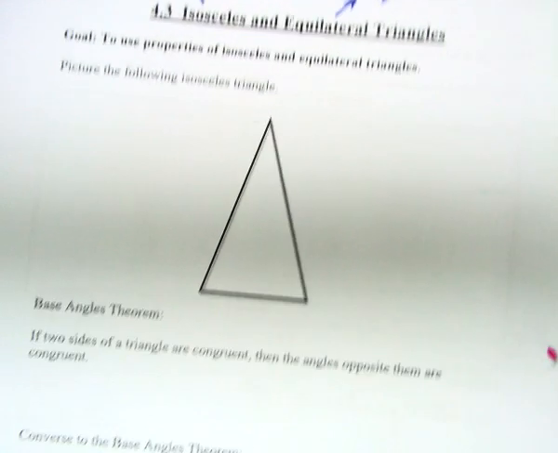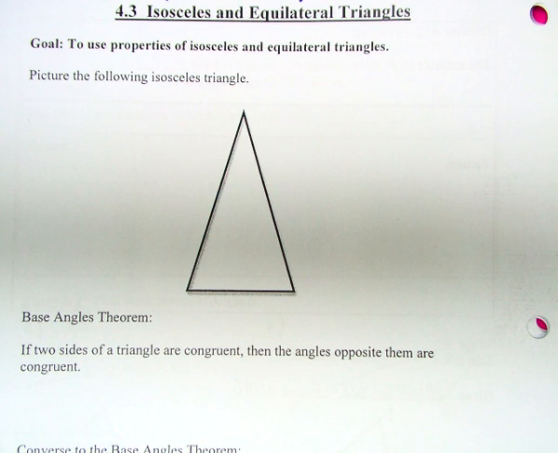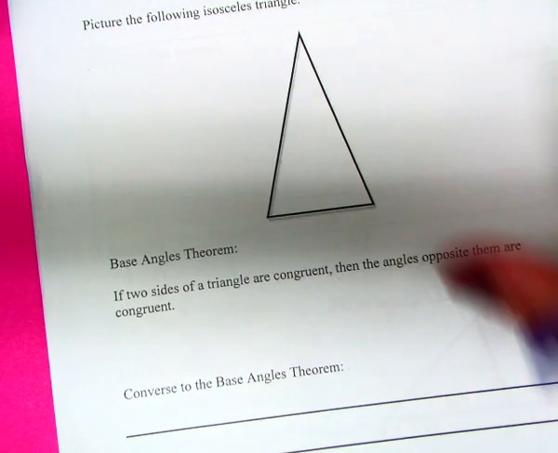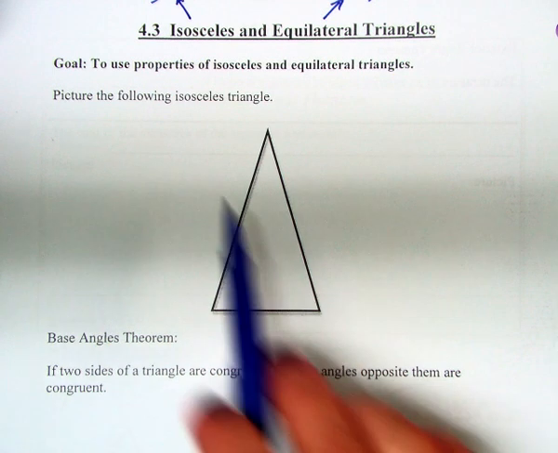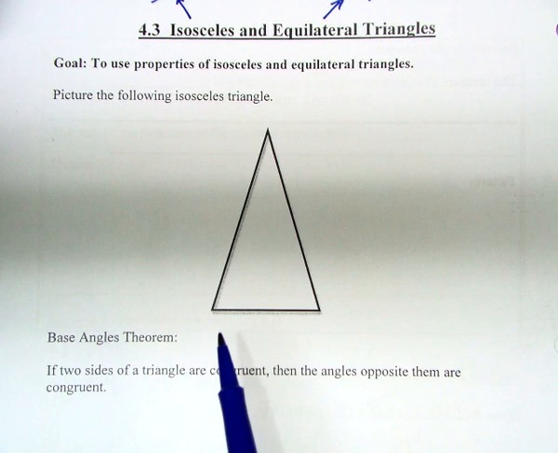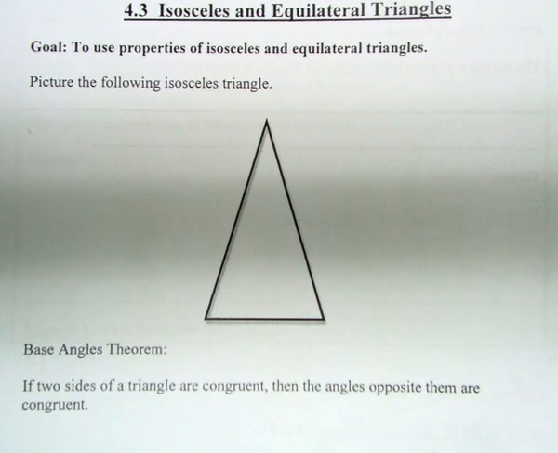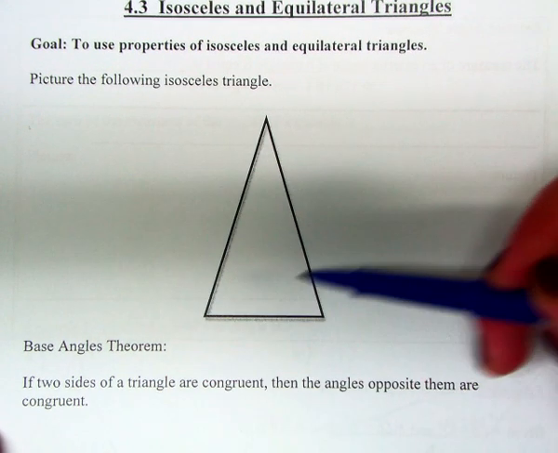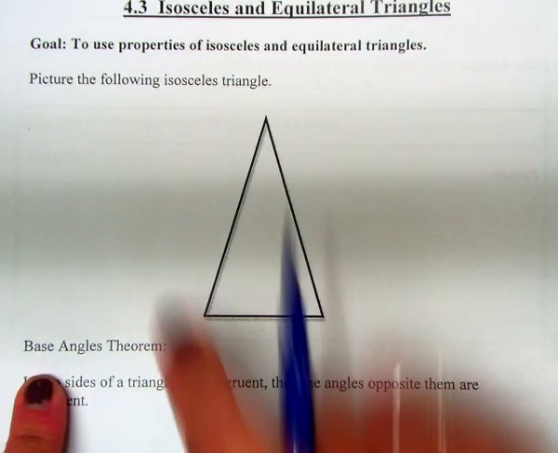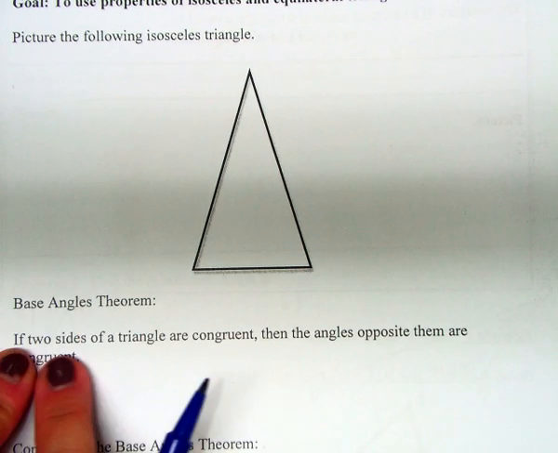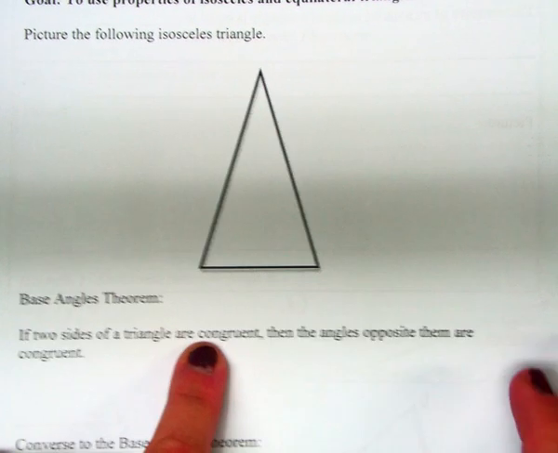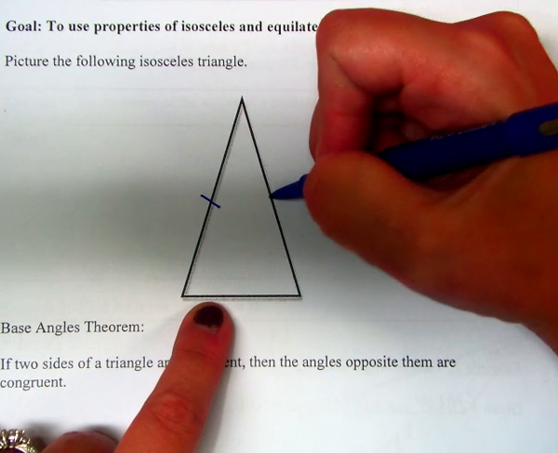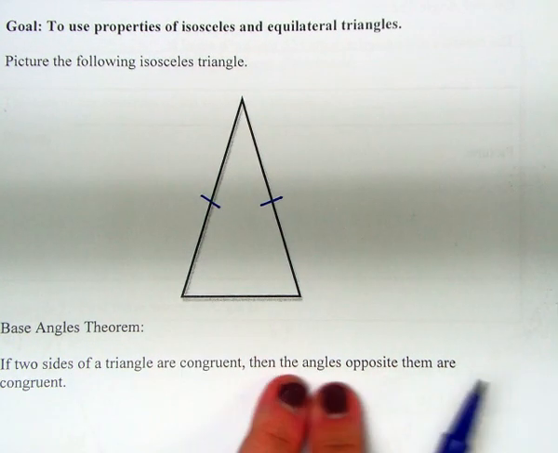The first example here is with this isosceles triangle, okay, in the picture. So it says our goal, we're going to use these properties to solve for some variables and make some assumptions about a diagram. We have this isosceles triangle that we're working with here, and we have a base angles theorem. It says if two sides of a triangle are congruent. So can we mark the two sides in this triangle that are congruent? This guy and this guy, right? It says then the angles opposite them are congruent.